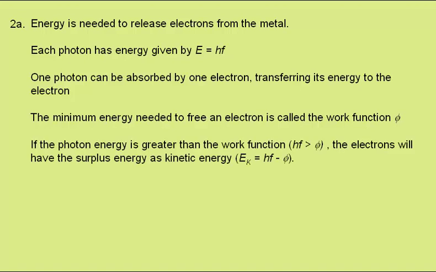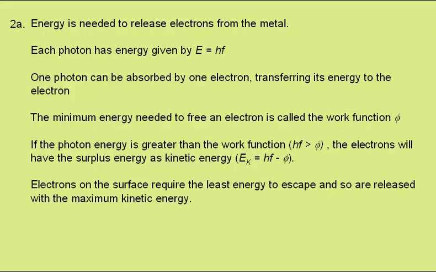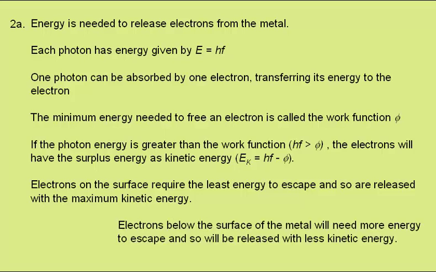If the photon energy is greater than the work function, the electrons will have surplus energy as kinetic energy, and this is given by hf minus phi, the photon energy minus the work function. Electrons on the surface require the least energy to escape, and so these are released with the maximum kinetic energy. Electrons below the surface of the metal will need more energy to escape, and so will be released with less kinetic energy.